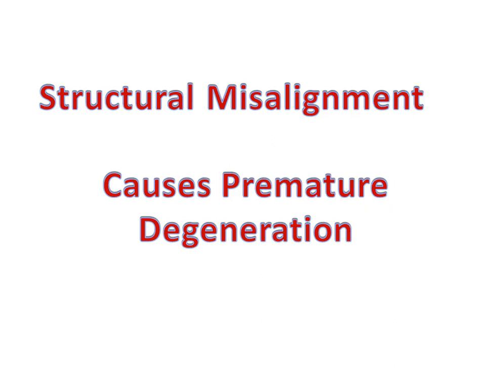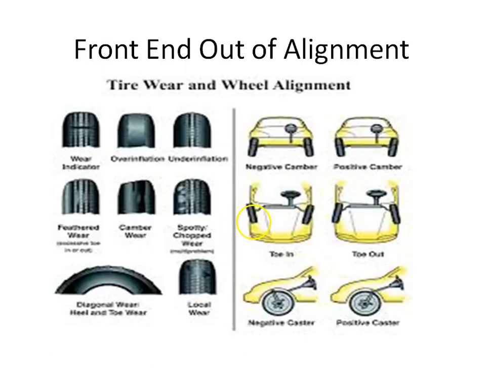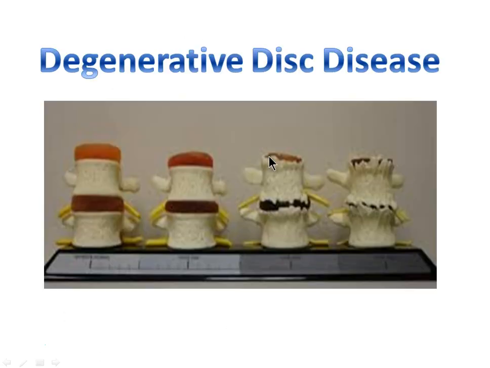Structural misalignment. Any deviation from normal causes premature degeneration. Degenerative disc disease is a progressive condition that gets worse in time, not better. So it's a lot like the front end of the car. If the front end of your car is out of alignment, it wears the tires in places they weren't designed to wear. It's the same thing with your vertebral structure.